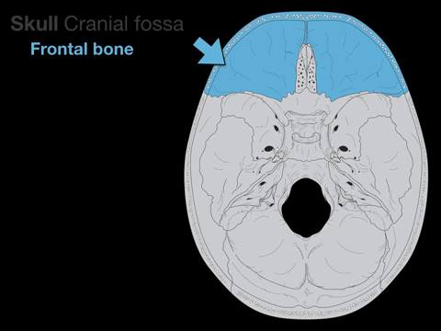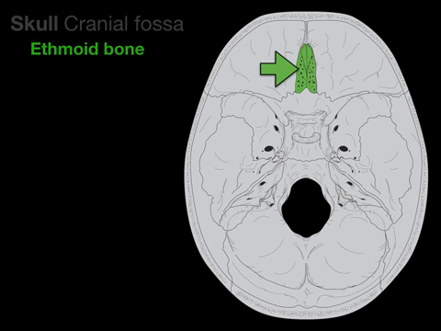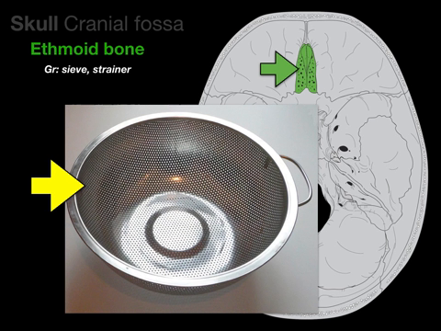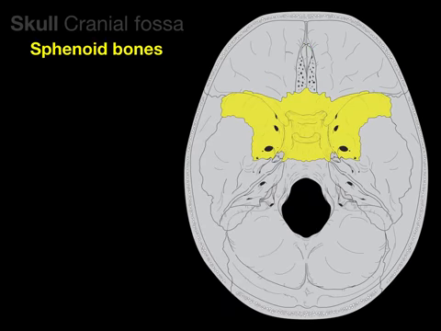So the frontal bone in blue is the very front of the skull, and then in green is the ethmoid bone, and the term ethmoid is Greek for a sieve or a strainer, like to make spaghetti, because take a look, you can almost imagine using the ethmoid bone to drain spaghetti. Now the sphenoid bone is located here. I said bones, it should just say bone.